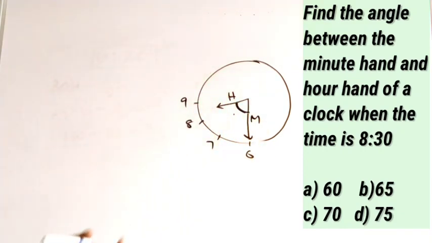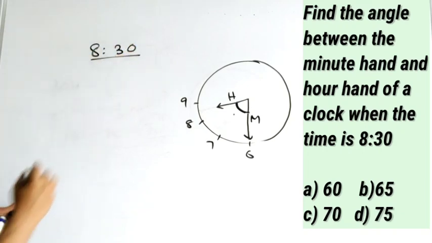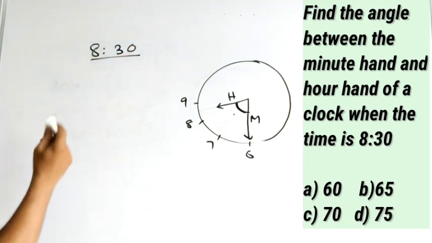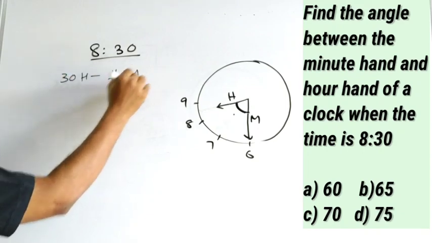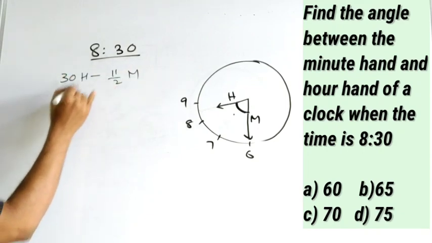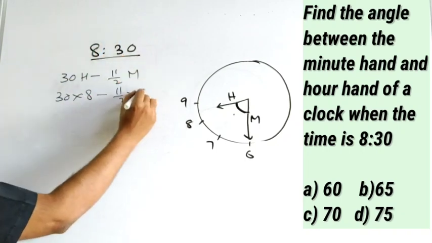So again, both the methods we know, the time given is 8:30. Let us use the first method. What's the first method? Formula method. That is 30h minus 11 by 2 m. 30 into h, 8, minus 11 by 2 into m, 30.